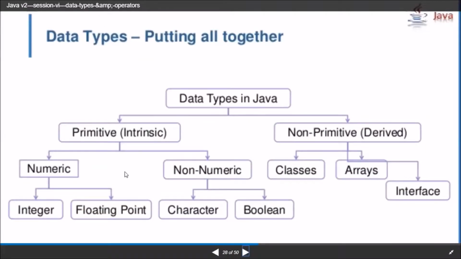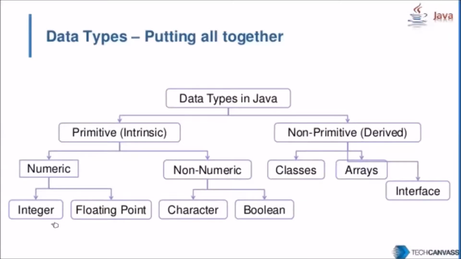In primitive, we are categorized into numeric and non-numeric. In numeric, we have integer and floating points. Integers are nothing but numbers which have negative values, positive values, or a zero. Floating points are nothing but decimals. And when we say non-numeric, we generally consider characters or text. Text is called a string, and we have a Boolean data type.